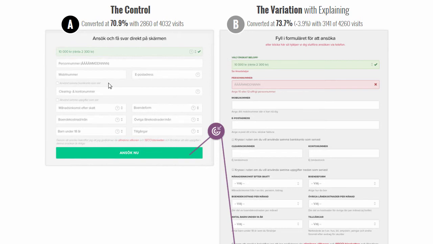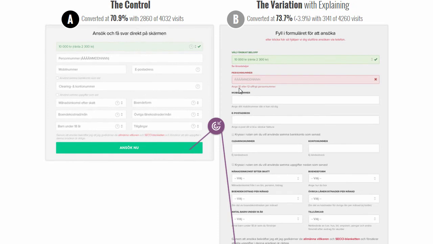So, top aligned labels. Notice that in the control, you have labels for the form fields inside the fields. And the problem with that is that once you start typing, the label disappears and you might forget what you're actually typing in and your cue disappears. That has potential usability issues. Whereas here, when we place them above the form field, the label is persistent. So that's one thing.